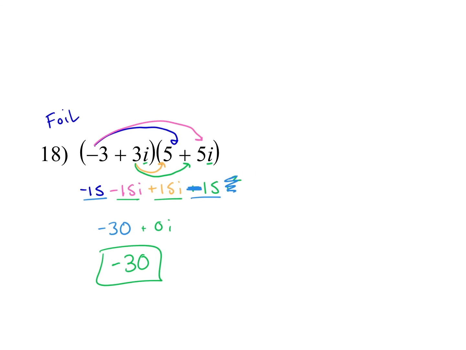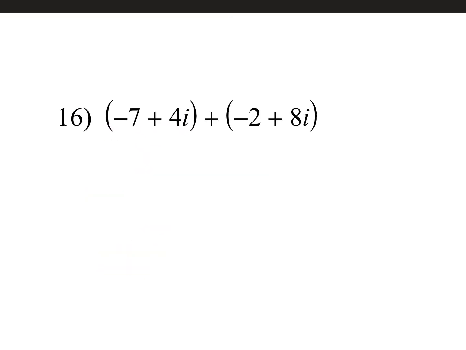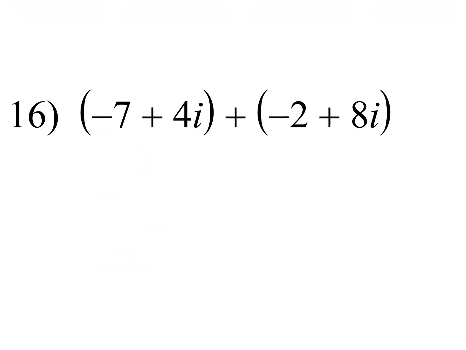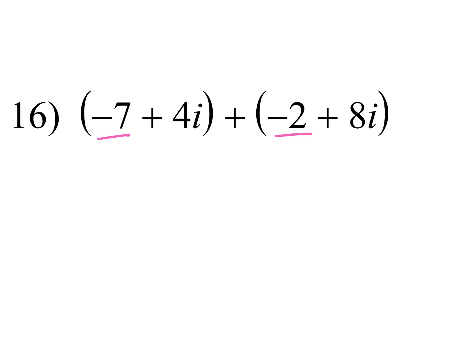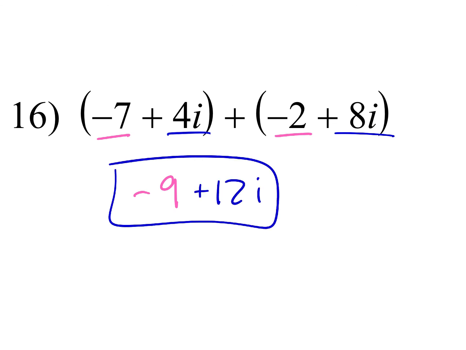16. So 16, we're still adding. What should I do? Take away the parentheses. So what are my real numbers here? What's negative 7 minus 2? Negative 9. And what are my imaginary numbers? What's 4i plus 8i? 12i. That's my answer. Remember, real number first, then the imaginary.